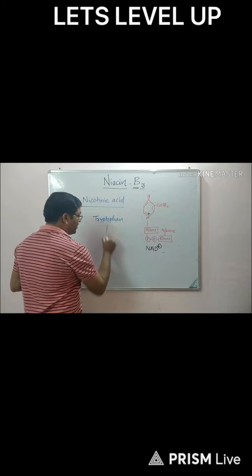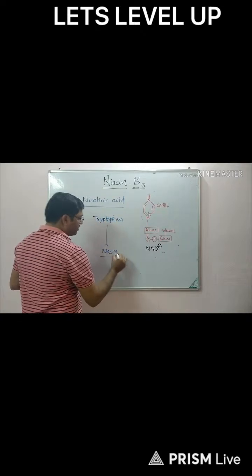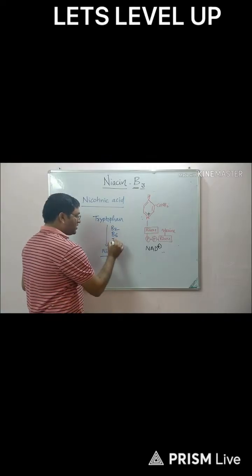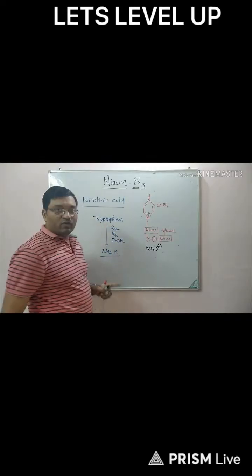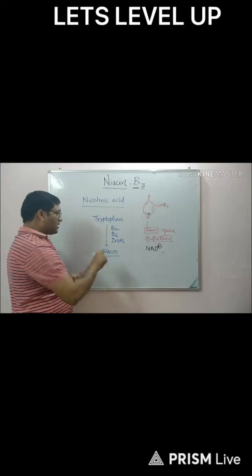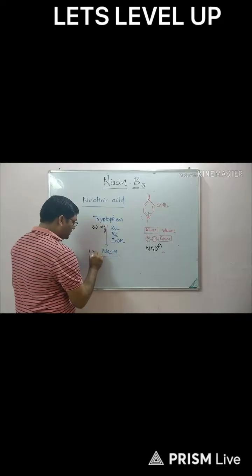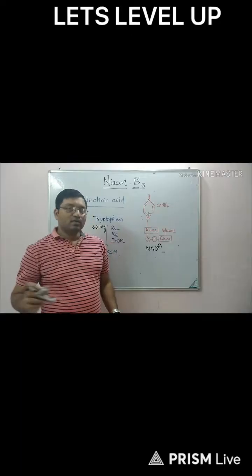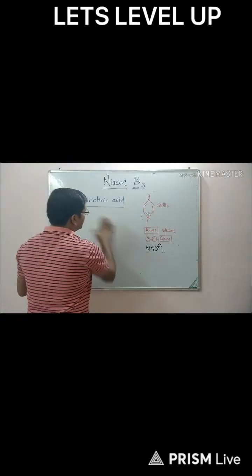And for this conversion, we require additional compounds. For example, riboflavin is required, then pyridoxal phosphate is required, and also iron is required. So these four substances are required for conversion of tryptophan to niacin, and 60 mg of tryptophan gives 1 mg of niacin. So there is partial synthesis of niacin in our body, and the rest of the requirement has to be supplied in the diet.